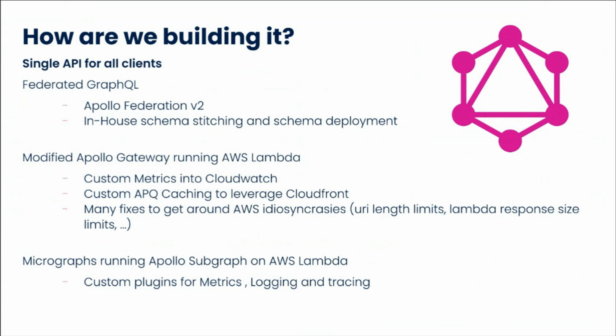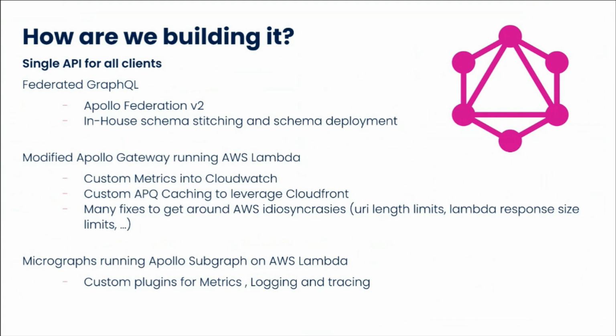The Federation Gateway is actually a fairly heavily modified version of the Apollo Gateway library. So we still pull in the Apollo library, but we've modified lots of parts of it, mainly to integrate better with AWS. Because of how we prefer to buy things in Amazon, we wanted things like our logging to be in Amazon and our metrics to be in Amazon. So we've got custom metrics built into the gateway that go straight into CloudWatch.